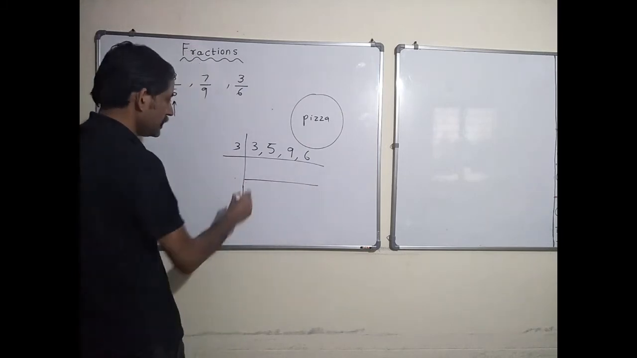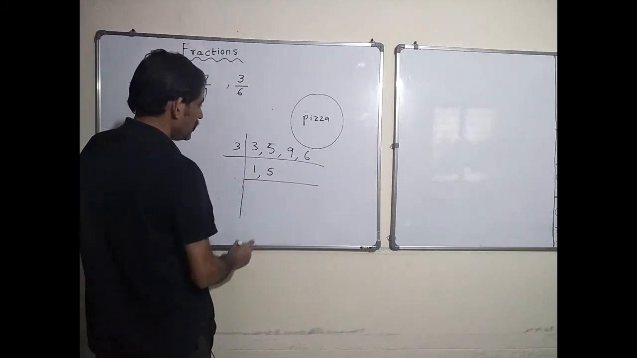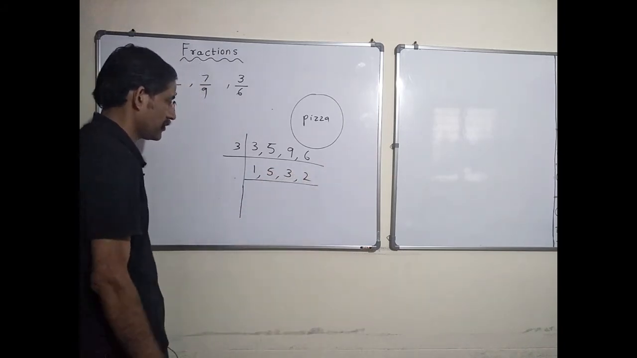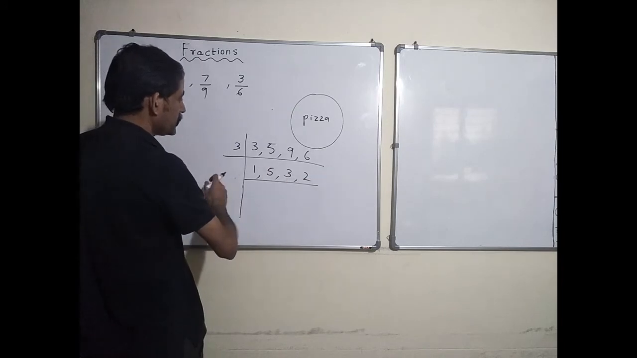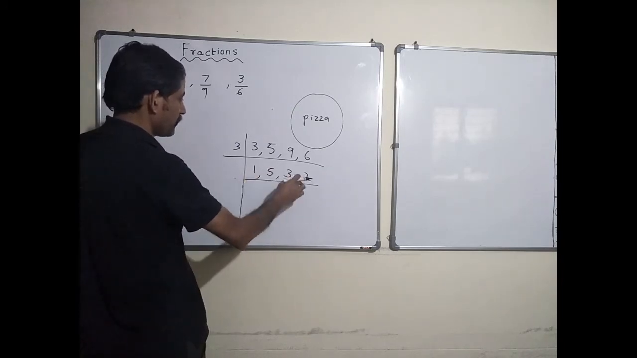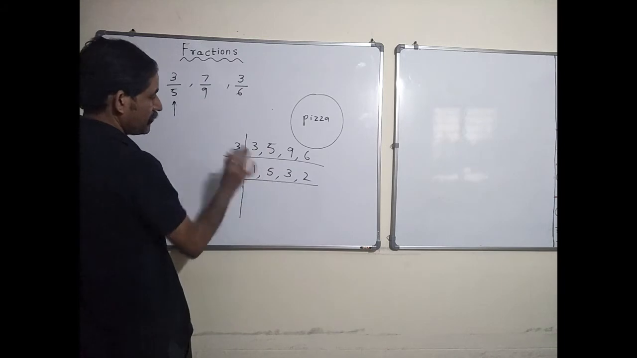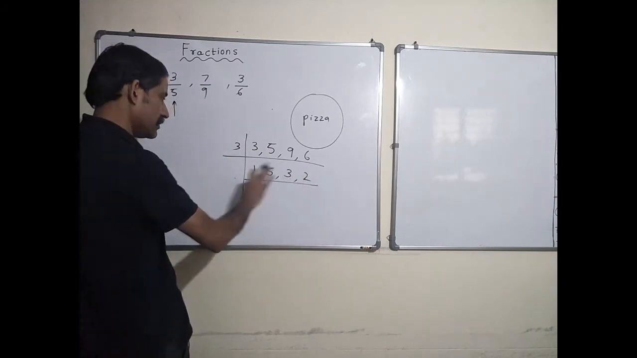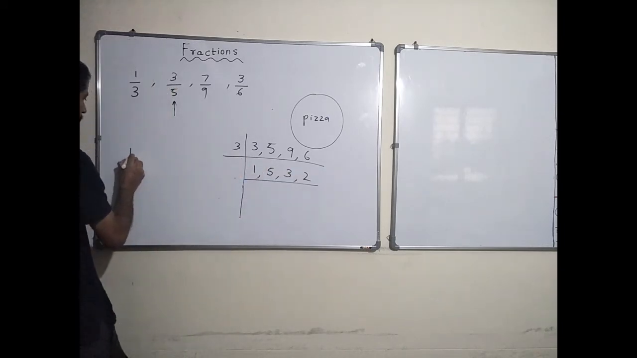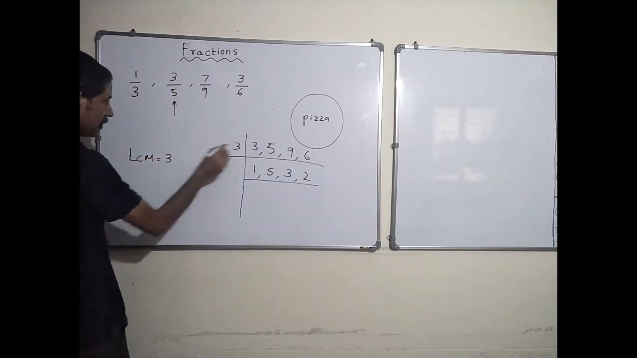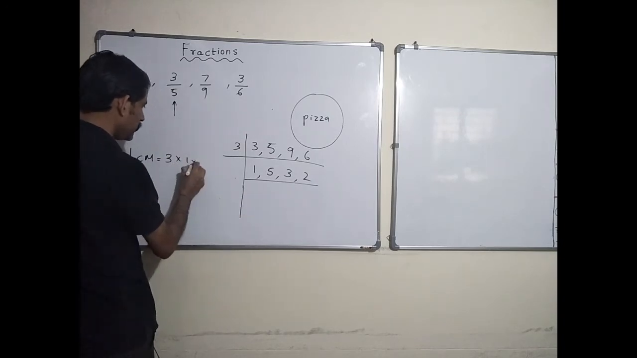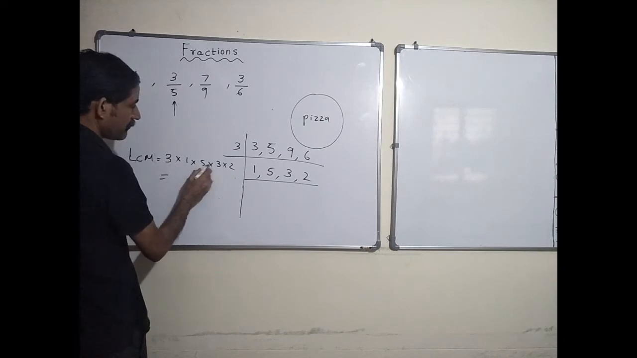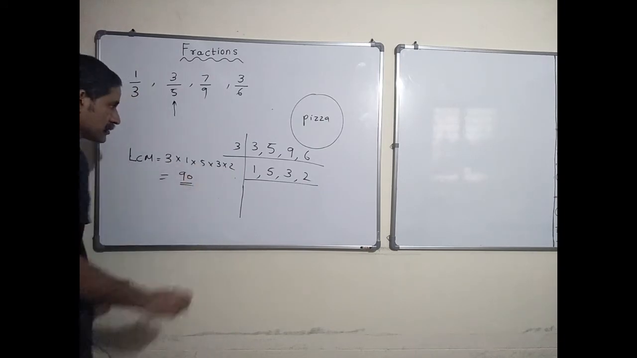Let's divide by 3. So 3 ones are 3, 5 is not divisible by 3. Here it is divisible and here it is divisible. Done. Now beyond this there is nothing divisible by any number. 5 is divisible by 5 but not the others, right? So the LCM is nothing but 3 into all these, 1 into 5 into 3 into 2. So 5 threes are 15, 15 into 6, 90. So 90 is the LCM.